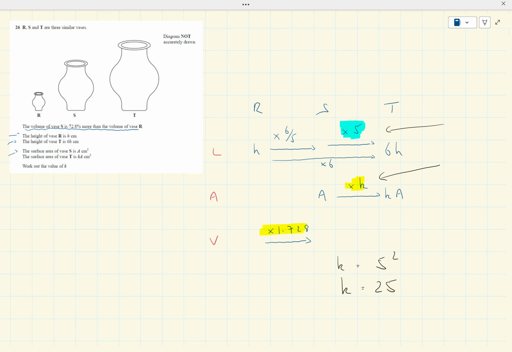The reason I like this question is it's obviously considered to be a grade 9 question. It's the last question on a paper, question 26. But in fact, it's relatively easy to solve if one sets out a table like that.